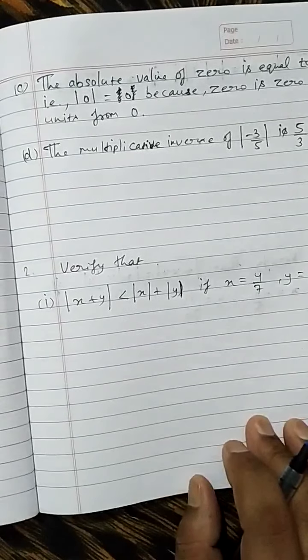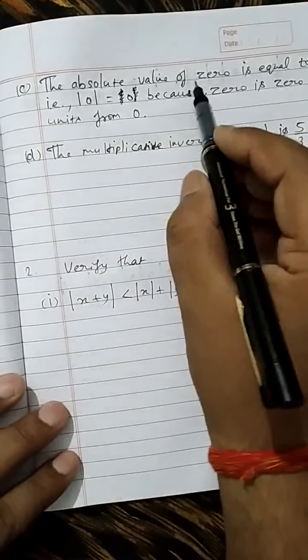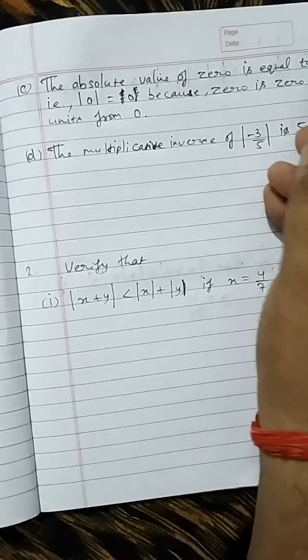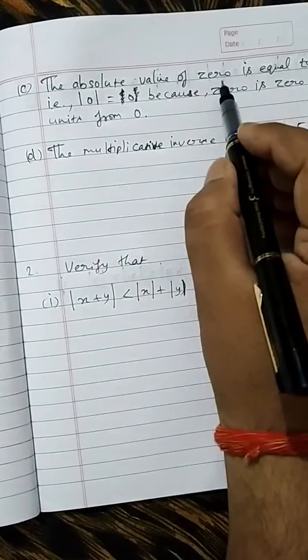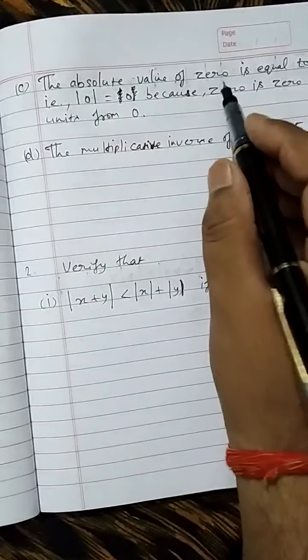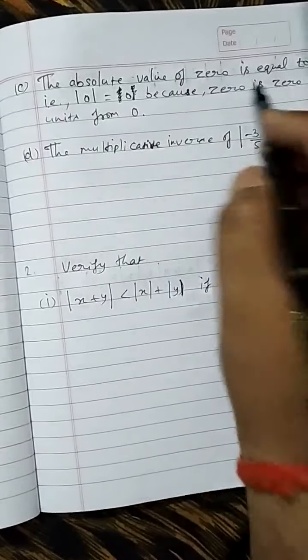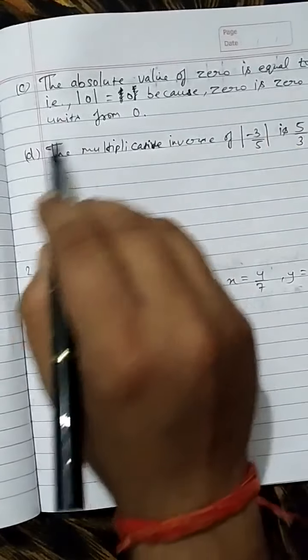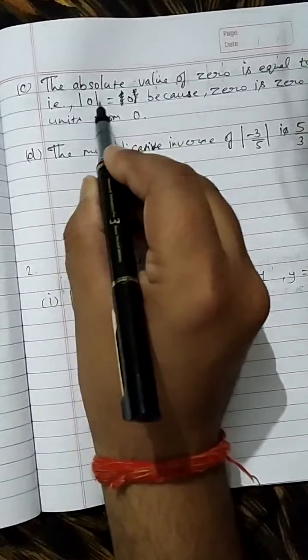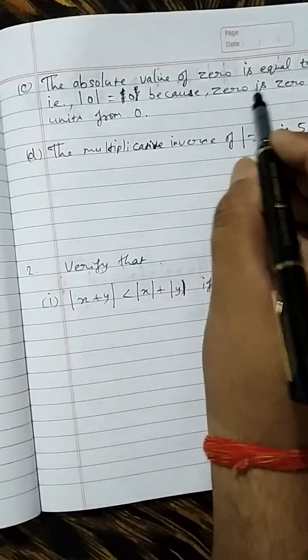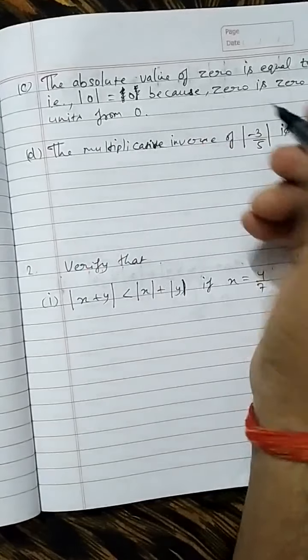The C part is: the absolute value of 0 is equal to 0. Simple. 0 is neither a positive rational number nor a negative rational number, so the absolute value of 0 will be equal to 0. That is, the absolute value of 0 is equal to 0 because 0 is 0 units from 0. Yes, it is absolutely true.